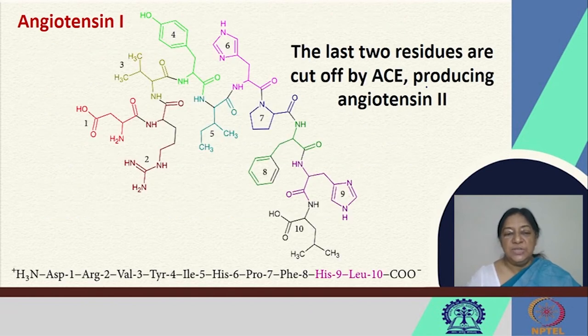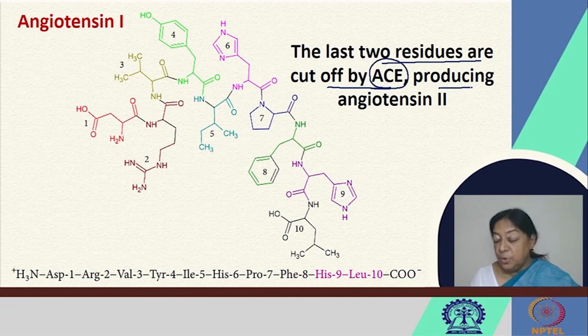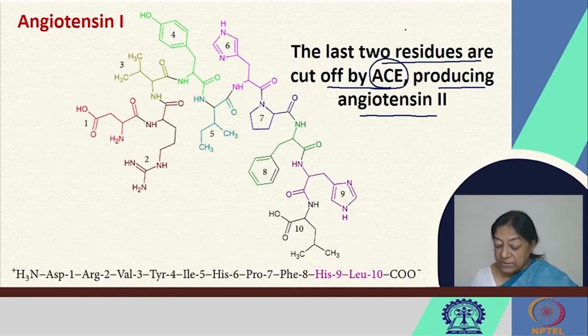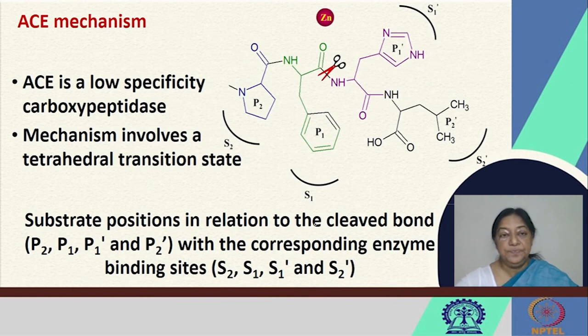This is angiotensin 1. The last two residues are cut off by this specific enzyme ACE, producing angiotensin 2 that then leads to blood vessel contraction and increase of blood pressure. So we look at this specific end of this peptide. The cleavage occurs at this position here, where there is a specific cleavage occurring that forms angiotensin 2.